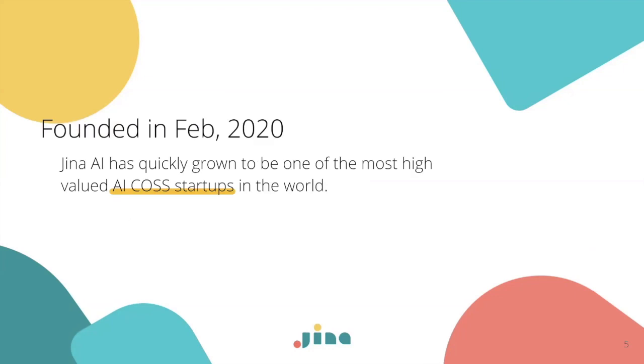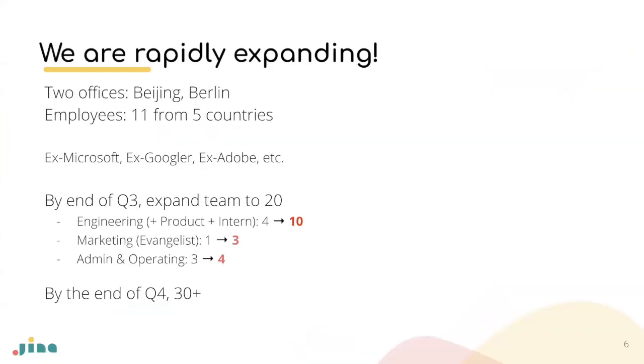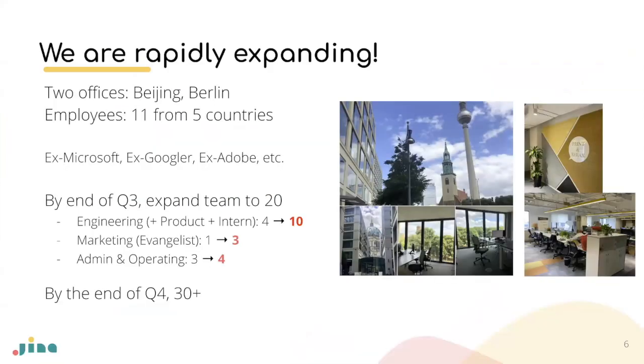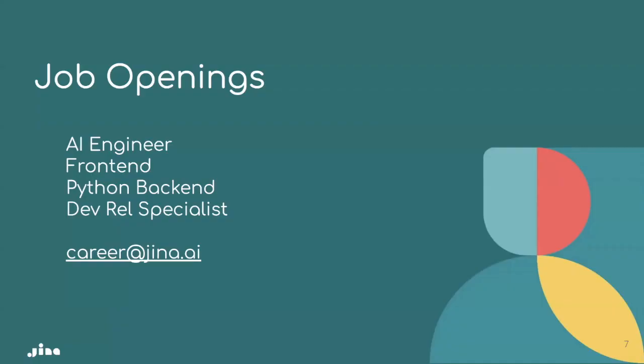So as I said, we are a very young company, but we have grown very quickly to become one of the most, let's say, high value AI cost company startups in the world. We are rapidly expanding our engineering team in Berlin and Beijing. Right now we have 11 employees from 5 different countries, including from Microsoft, Google, and also Adobe. By the end of Q3, we're expanding our team to 20, and at the end of this year, we are expecting 30 employees from all over the world.